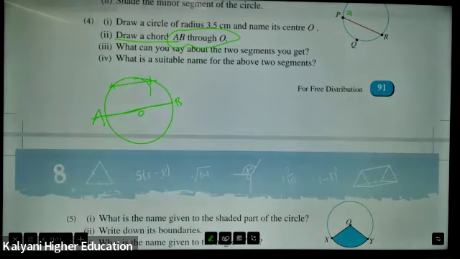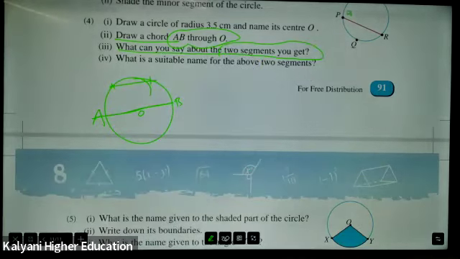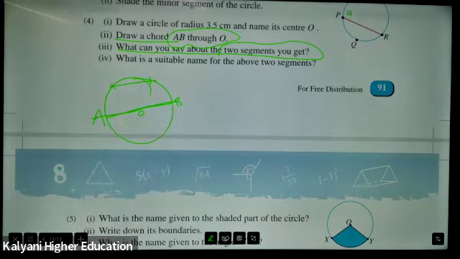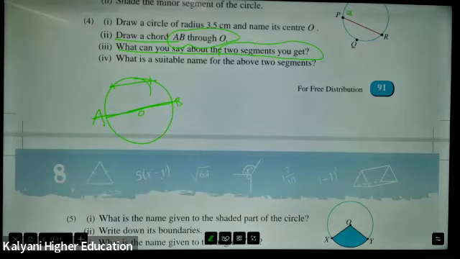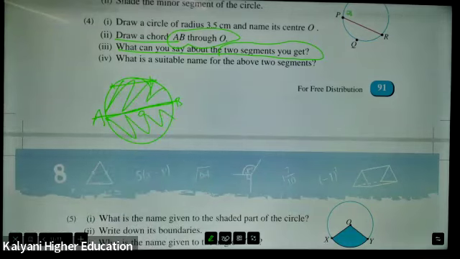Can you tell me what you can say about the diameter, the two segments? Listen to the question. What can you tell about the segment? They didn't ask what is the name of this line AB. They asked what you can say about this segment. This segment and this segment are what? Segment and segment, equal.